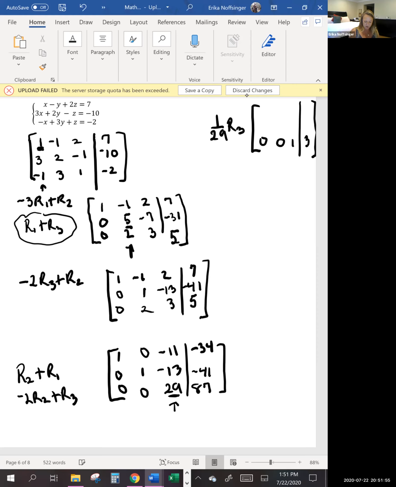I'm going to rewrite my row 1 and row 2. So row 1 was 1, 0, -11, and -34. Row 2 was 0, 1, -13, and -41. Okay, so now I'm using my third row to get rid of the entries above that 1. And so if I look at the 11, row 3 plus row 1. So I'm going to rewrite my row 3 because that's not changing. So 0, 0, 1, 3.